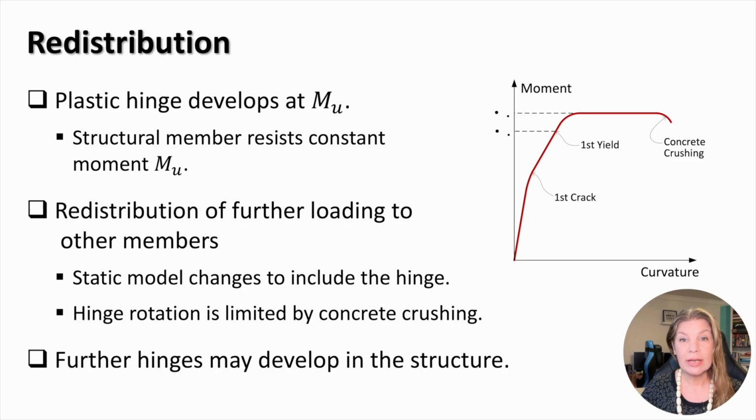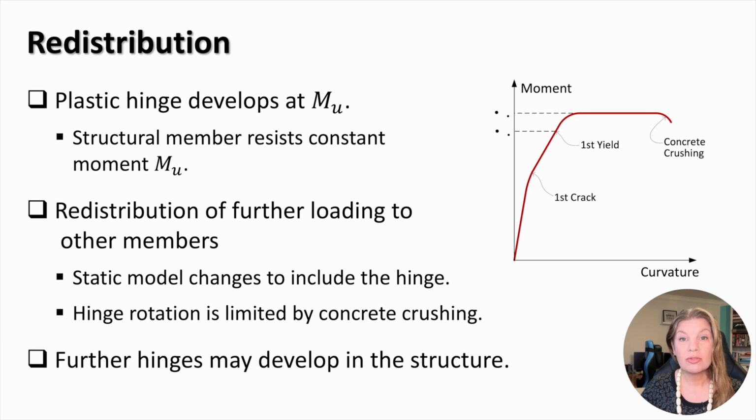The curve can be divided into a few parts, the limits of which correspond to the development of the first crack, first yielding of reinforcement, and the development of a plastic hinge. The rotation of this hinge is limited by the concrete crushing. After the plastic hinge is developed, the moment remains constant while the curvature grows.